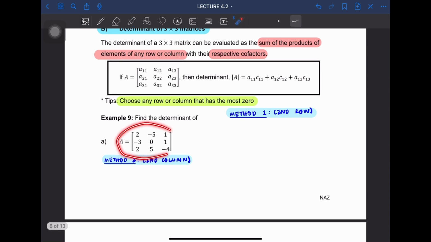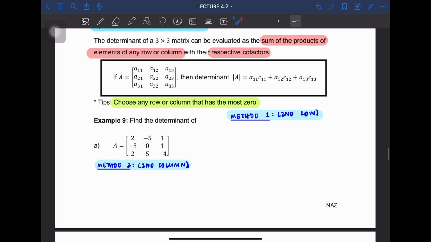So let's say we have this matrix over here. Which row or column has 0 or the most 0? You can clearly see, you can choose the second row because it has 0 on it, or you can also choose the second column because it also has 0 on it. I'm gonna show you both methods so that you can see that they will give the same answer. It doesn't matter which row or column.